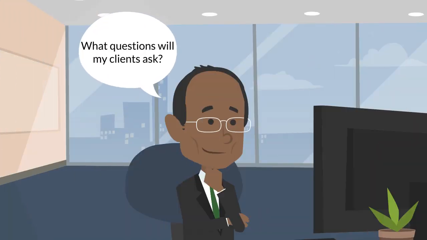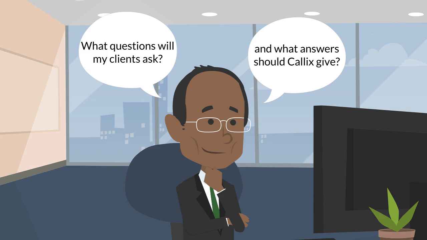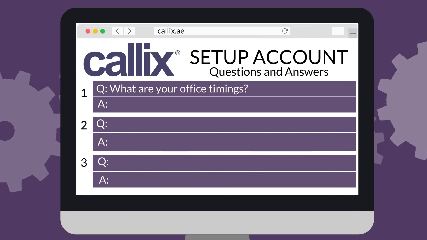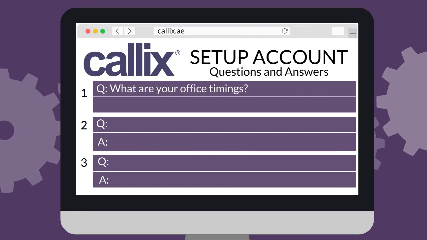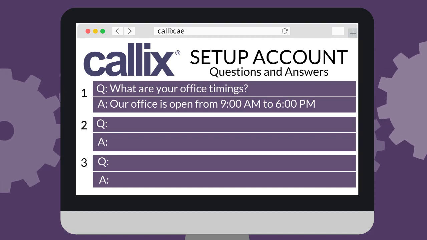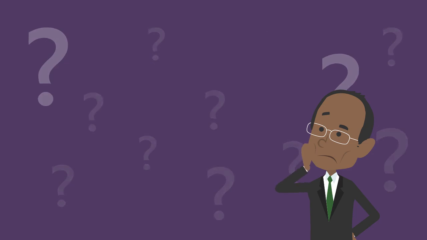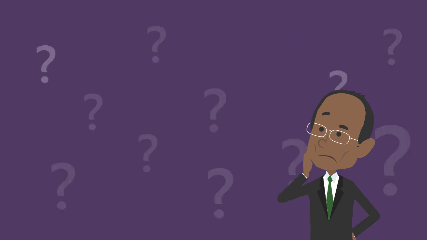These questions and answers allow his Callix team to know exactly what he wants them to answer when a caller asks a specific question. For example, Ahmed is setting up his first question, so he types it in, and then writes down the answer he wants Callix to give. Like this. The more questions and answers he adds, the better Callix's service will be to his contacts.